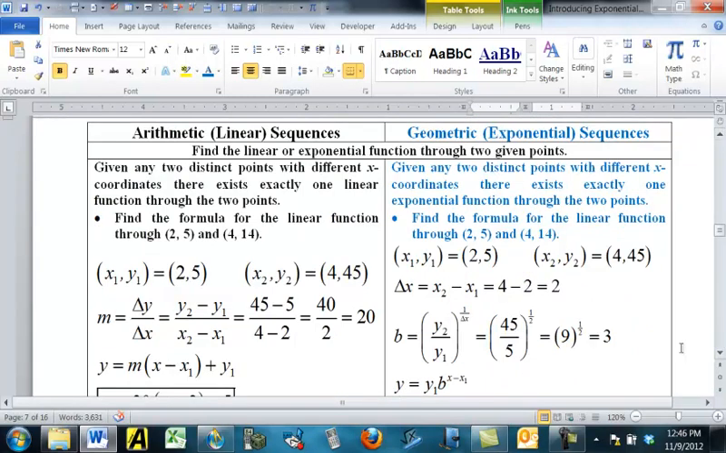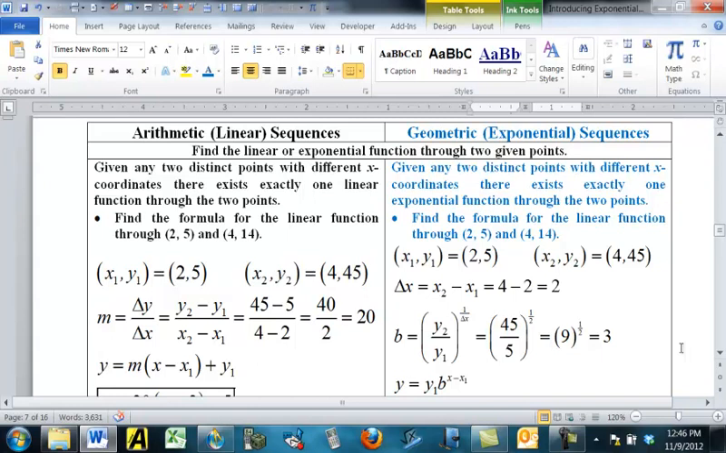So let's do this. What if I have 2 points? Well, we know that given 2 points, there's exactly one line that goes through those 2 points. Okay, for 2 points with 2 different x-coordinates, that's going to be a linear function. So let's find the formula for a linear function between 2, 5 and 4, 45. Well, we use this process just like we did. We label one x1, y1, the other x2, y2.